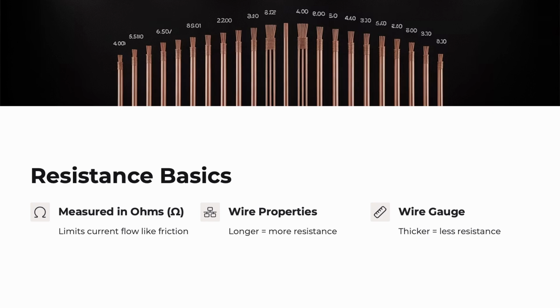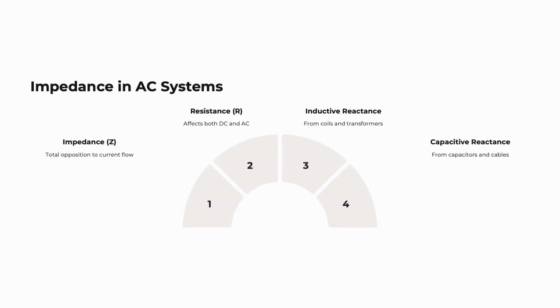In AC systems, there is another factor we have to think about: impedance. Think of that as the total opposition to current flow. It includes resistance plus reactance. Reactance is how components resist changes in voltage or current. It is made up of two types: inductive reactance from coils and transformers, and capacitive reactance from capacitors and signal cables.